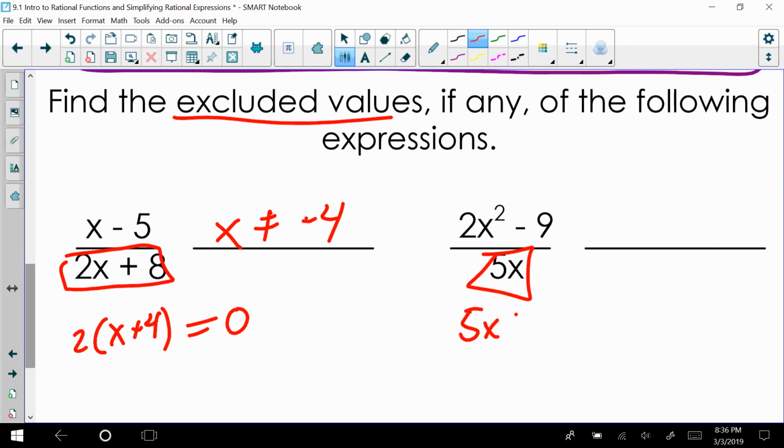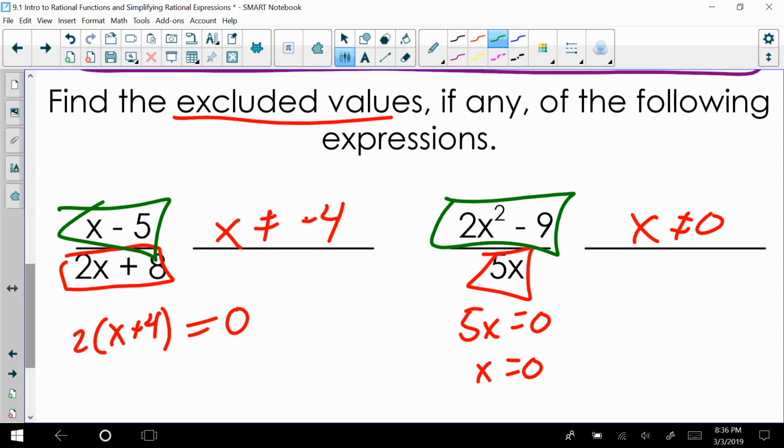Okay, well, down here, I have 5x. Oh, 5x equals 0. Oh, x equals 0. Oh, well, I can't have x equal to 0 then. Notice, I am not touching anything up here. Don't care. Top can be whatever. Top can be anything it wants.